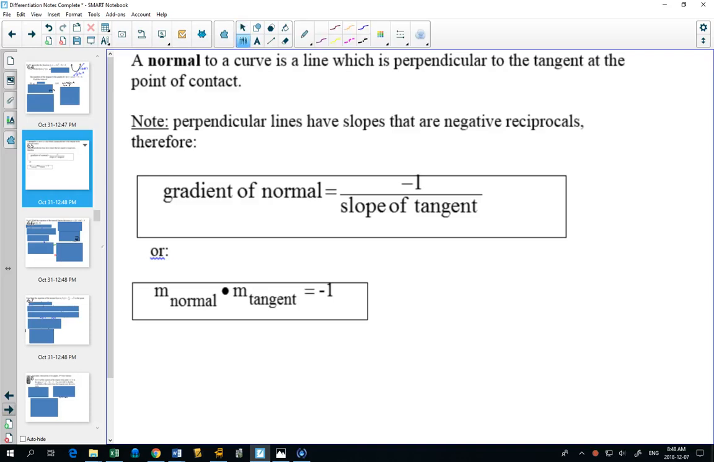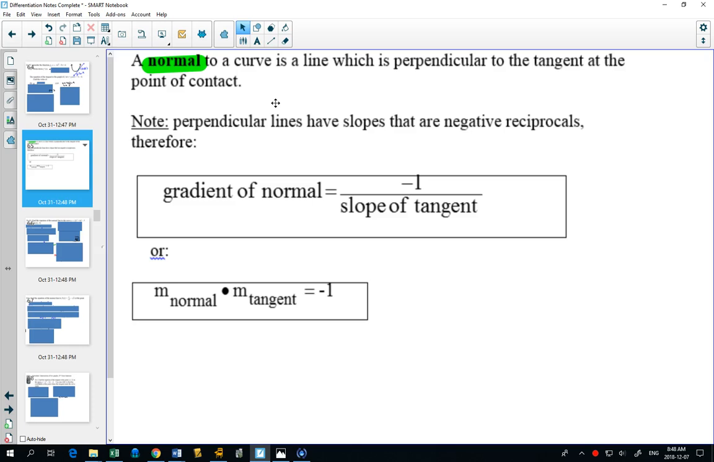Take out your highlighter if you want. The next thing we're going to look at is normal lines. All a normal line is, is perpendicular to a tangent line. So going back to grade 10 math, if I know the slope of one line, how do I find the slope of a line perpendicular to it?